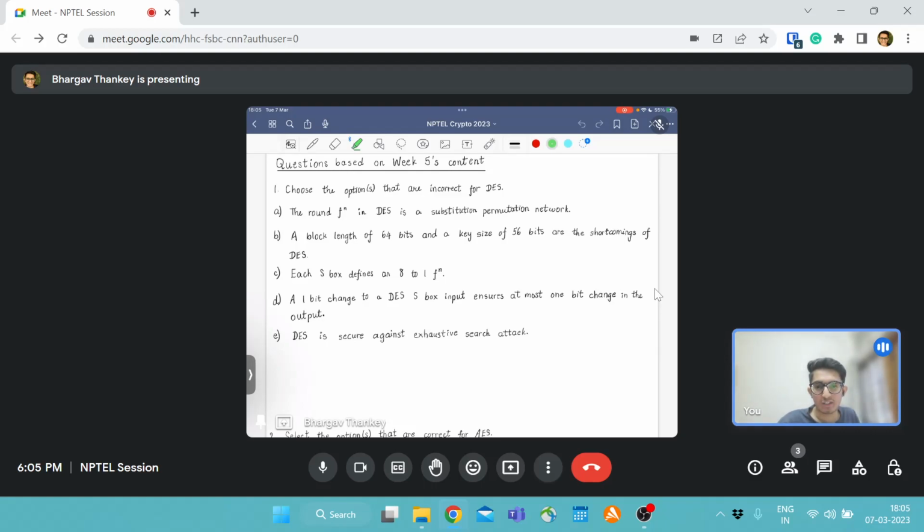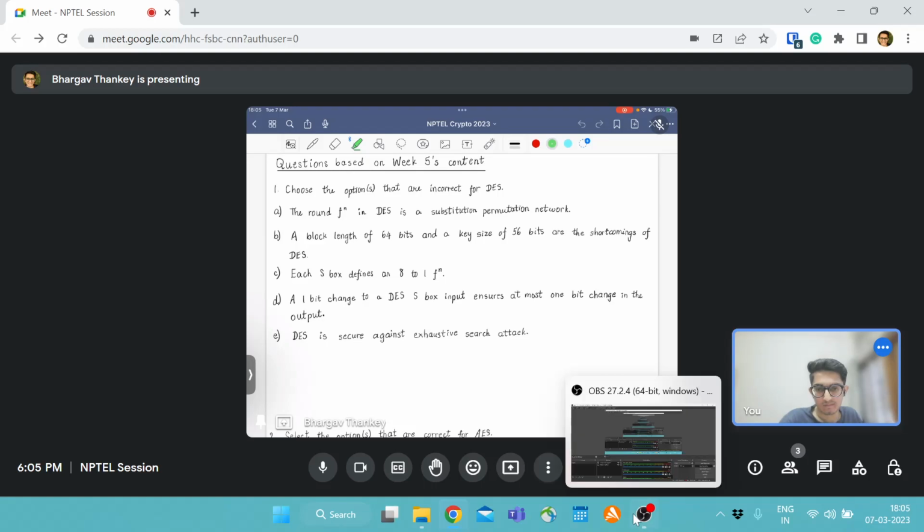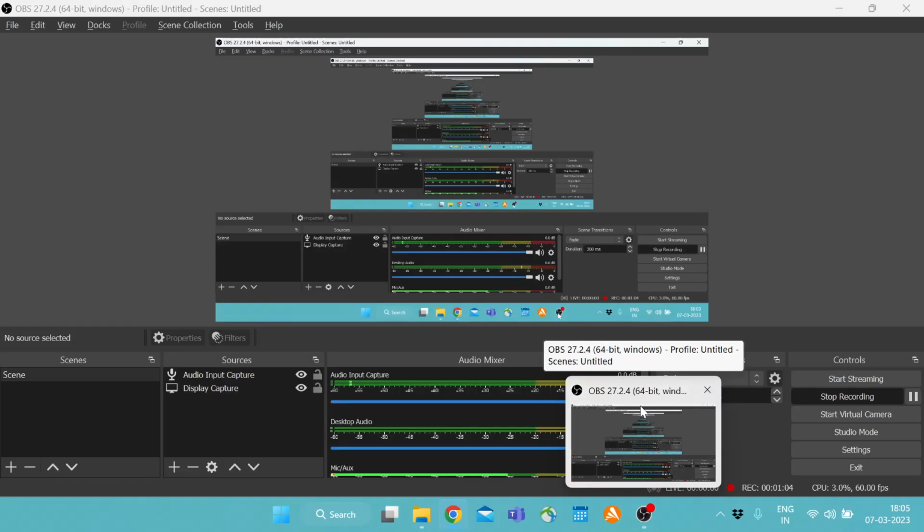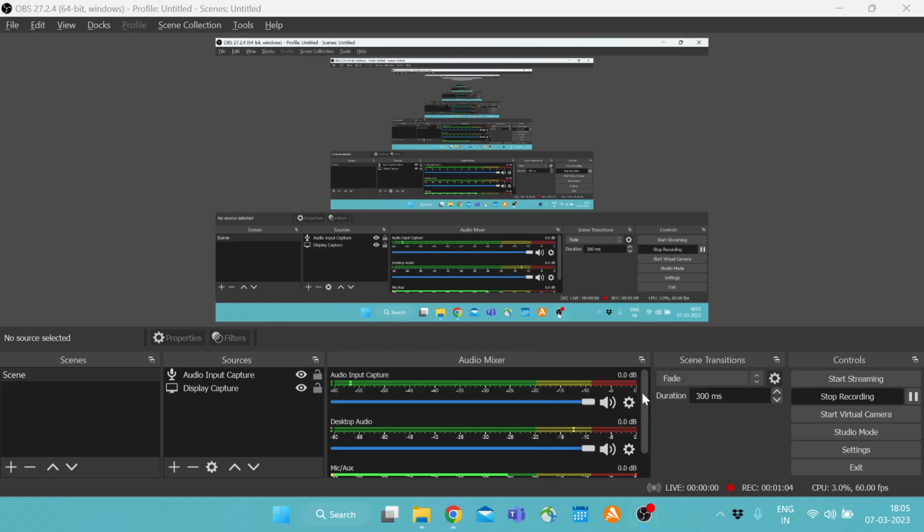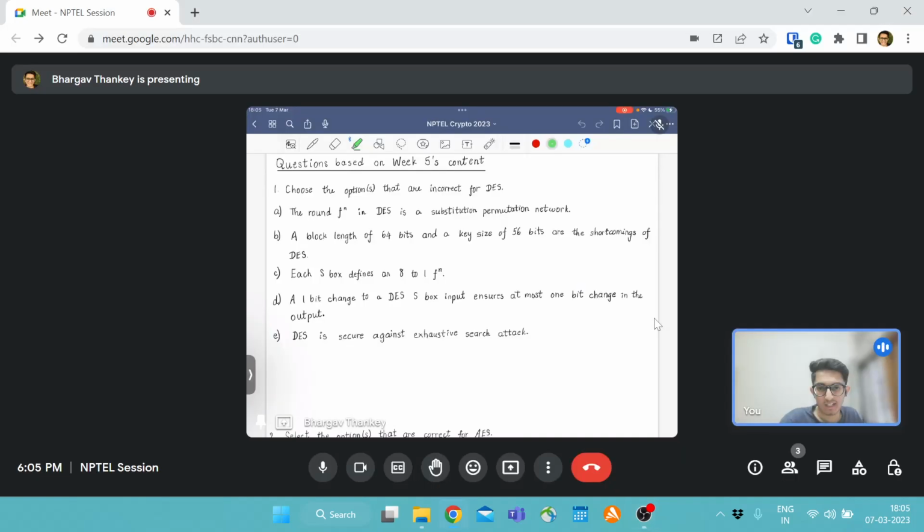So these questions are based on week 5 assignment. So you might have already solved that assignment and answered these questions. So if you know the answer to this question, would you like to answer? You can answer in the chat. So what are the incorrect options among these five? Okay, let's go over this option by option.